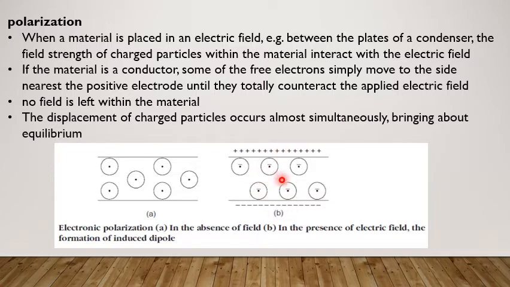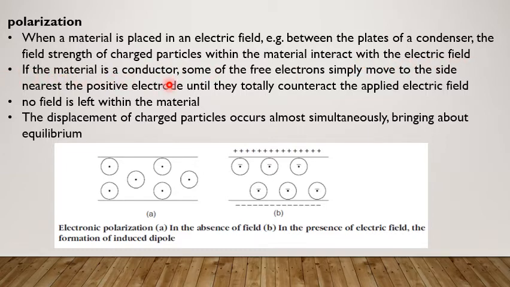Its electron cloud is distorted, and it is converted into an induced dipole. The negative pole is attracted towards the positive plate, and the positive nucleus is attracted towards the negative plate. When a material is placed in an electric field between the plates of a condenser, the charged particles within the material interact with the electric field.